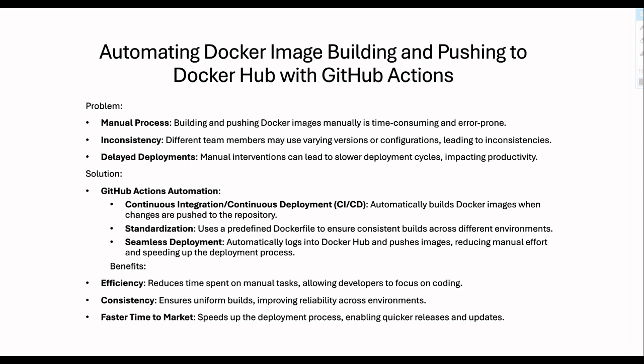So, what's the solution? By leveraging GitHub Actions, we can automate the entire process with a CI/CD pipeline in place. Every time code is pushed to the repository, GitHub Actions can automatically build the Docker image based on a predefined Dockerfile. This ensures that every build is consistent across all environments. Furthermore, the process includes automatic authentication to Docker Hub, allowing us to seamlessly push images without any manual intervention.